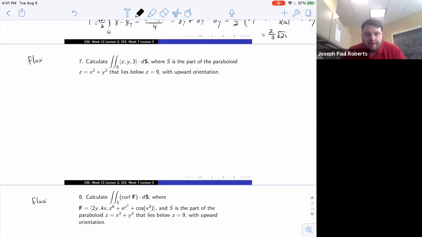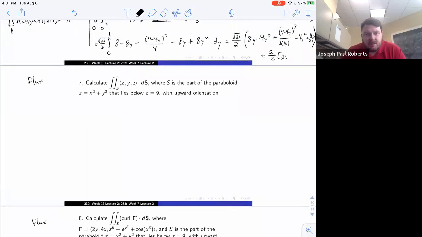Like I was mentioning, I guess it was yesterday, I know that this is tricky, that when you first start practicing these, you're not going to know that you need to pay such close attention. But now that I'm warning you, it should be clear once you stop and think about it and just read carefully each word that's given. So S is the part of the paraboloid below the plane with upward orientation. So it's saying that this is the surface we're dealing with in number 7.